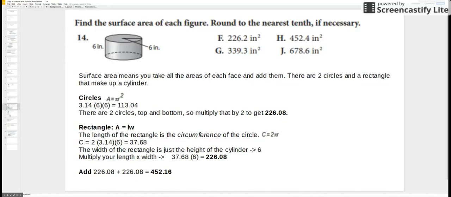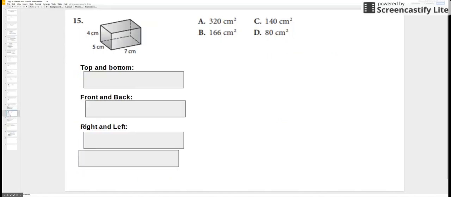All right, moving on. Number 15. Find the surface area of the rectangular prism. Okay, let's start with the top and bottom. The top face and the bottom face are congruent. The dimensions are 5 by 7. So we would multiply 5 times 7 to get 35. This represents the top. This represents the bottom. Your total is 70.